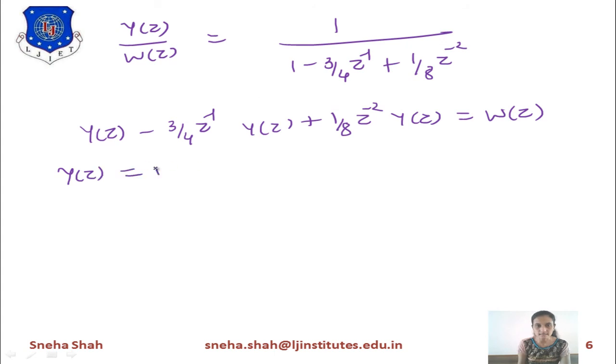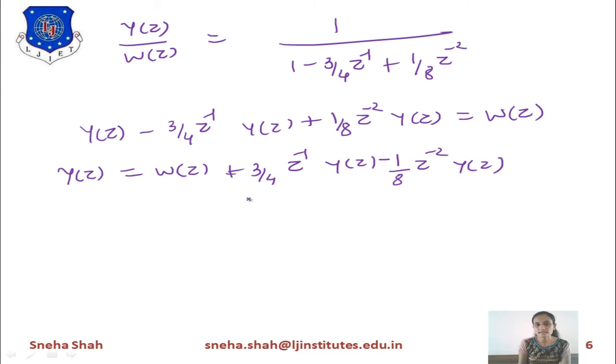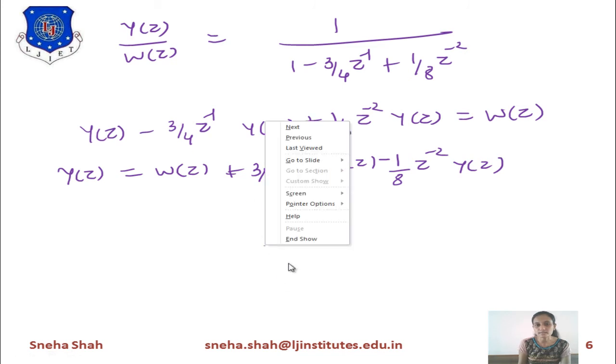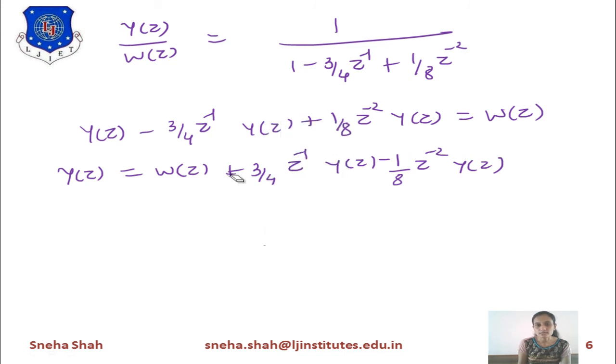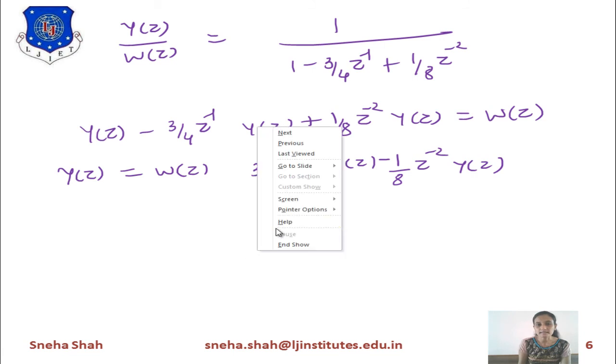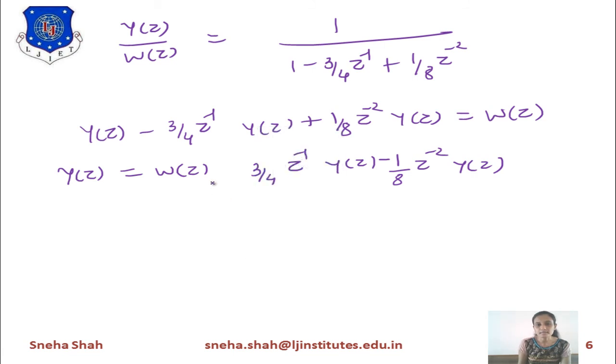Y of z equals w of z plus 3 by 4 z raised to minus 1 y of z minus 1 by 8 z raised to minus 2 y of z. Because these two terms go over here, minus converts into plus and plus converts into minus. So the final term will be like this. Now the next step is to find the inverse z transform of this.